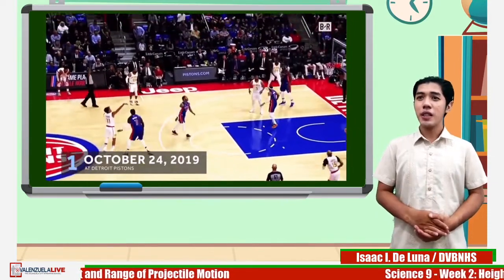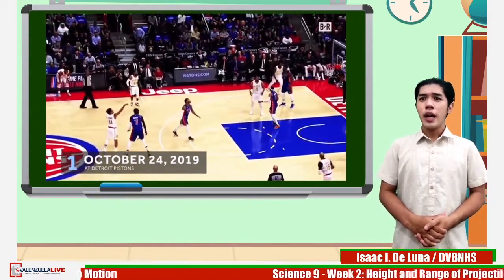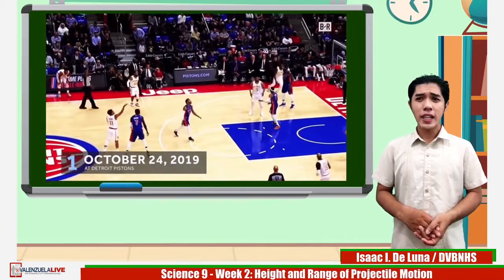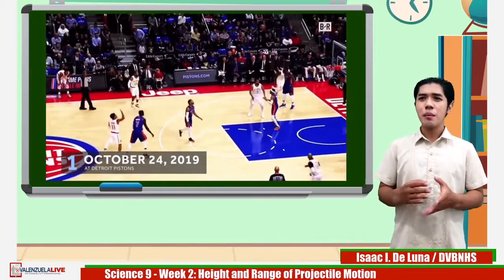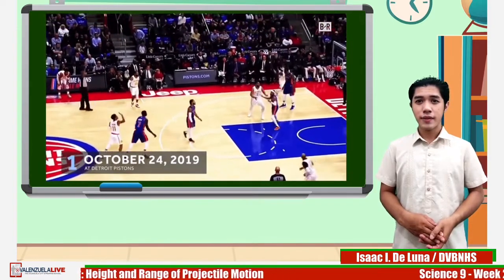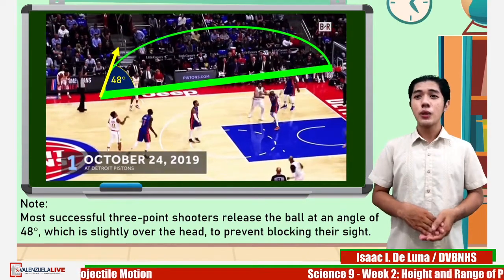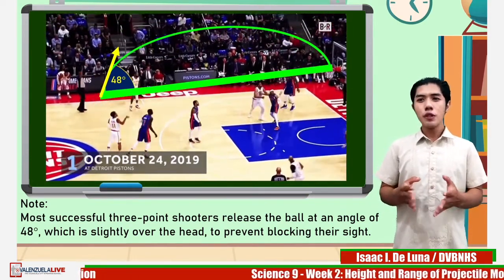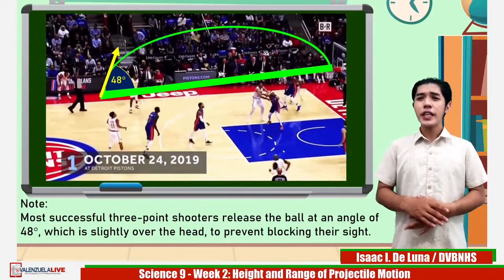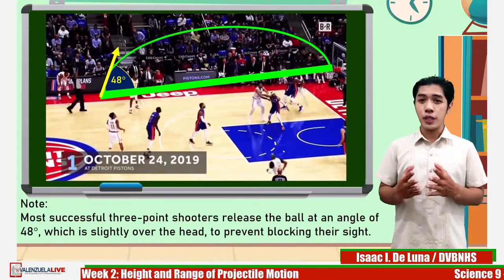It is really hard to make successful three-point shots since players have to shoot the ball at longer distance than their usual shots. At what angle should players release the ball to make it travel in a longer distance? Well, based on our lesson, it must be equal to 45 degrees to achieve maximum range. But most players shoot balls at slightly higher angle of 48 degrees for them to still be able to see the basket when they are shooting the ball.